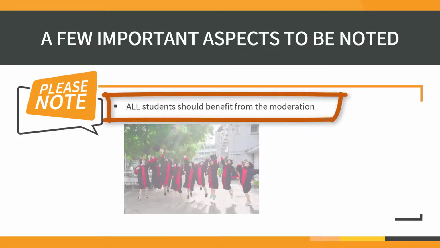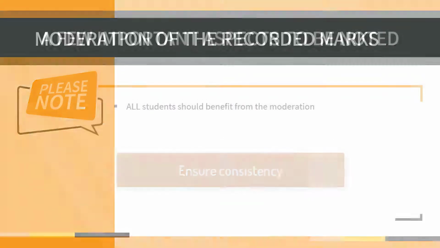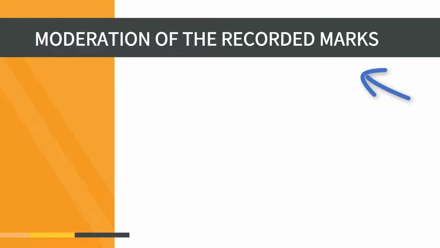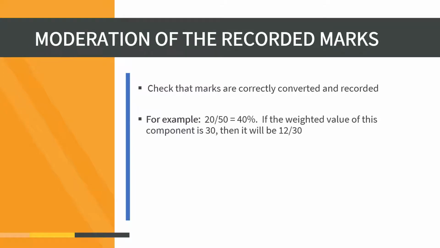Remember that all students should benefit from the moderation, and not only the sample of scripts moderated. The aim of moderation is to ensure consistency in the marking process. This brings us to the moderation of the recorded marks. The moderator must make sure that marks have been correctly converted and recorded. Always check marks. For example, 20 out of 50 equals 40%. If the weighted value of this component is 30, then it will be 12 out of 30.